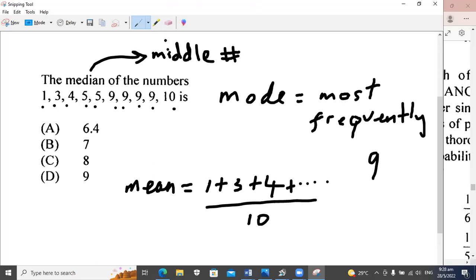Let me just say something to you. Some people always mix up average and mean. Median, mode, and mean are all statistical averages. So mean is an average, mode is an average, and median is also what? An average.